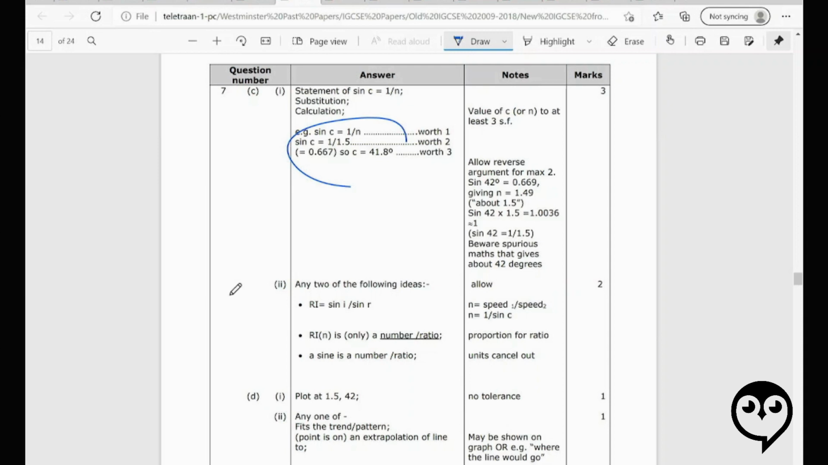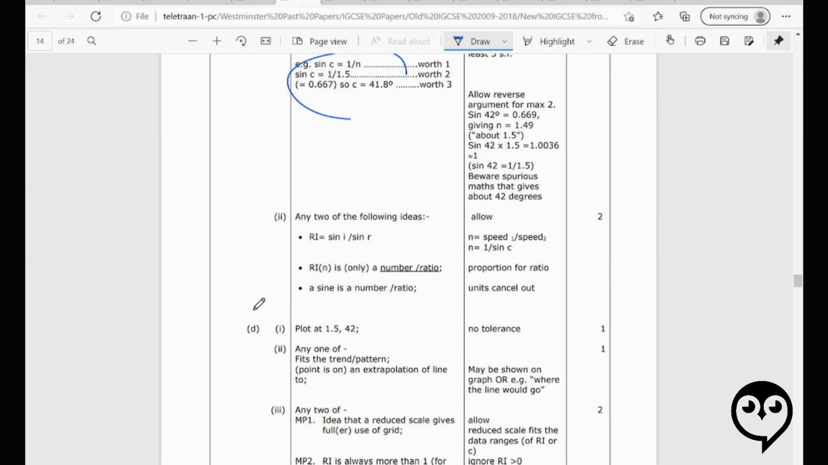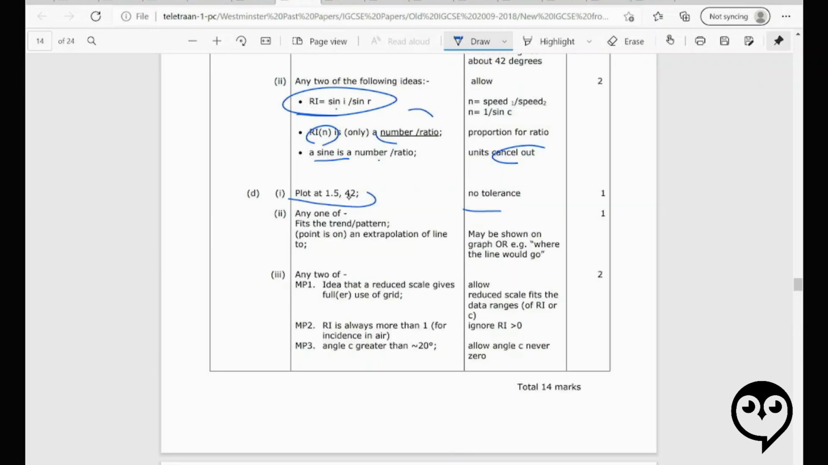Straightforward calculation. We did that, 3 marks. That's fine. That's why it's a ratio of the sine of these two angles. It's a ratio. It's a number. There are no units in it, they cancel out. Whatever we said. Yeah. Plot. So we added the plot.